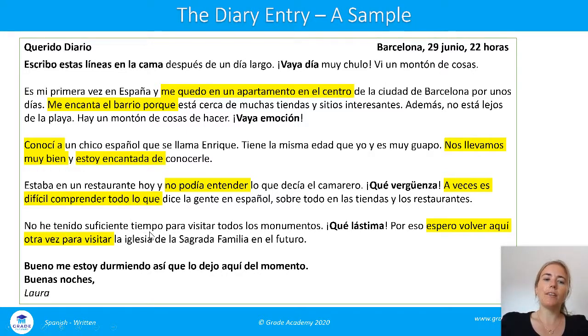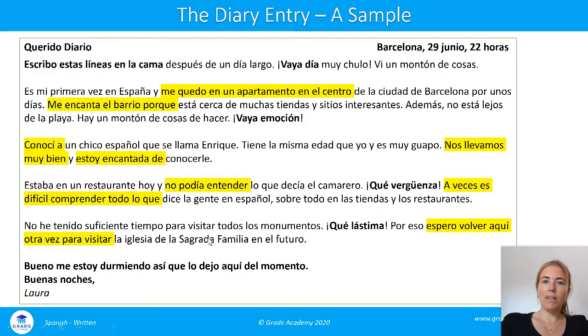No he tenido suficiente tiempo para visitar todos los monumentos. I haven't had sufficient time to visit all of the monuments. Qué lástima. What a pity. Por eso espero volver aquí otra vez para visitar la iglesia de la Sagrada Familia en el futuro. So here we said, I hope to return here another time in order to visit the Church of the Sagrada Familia. En el futuro, again, in the future.